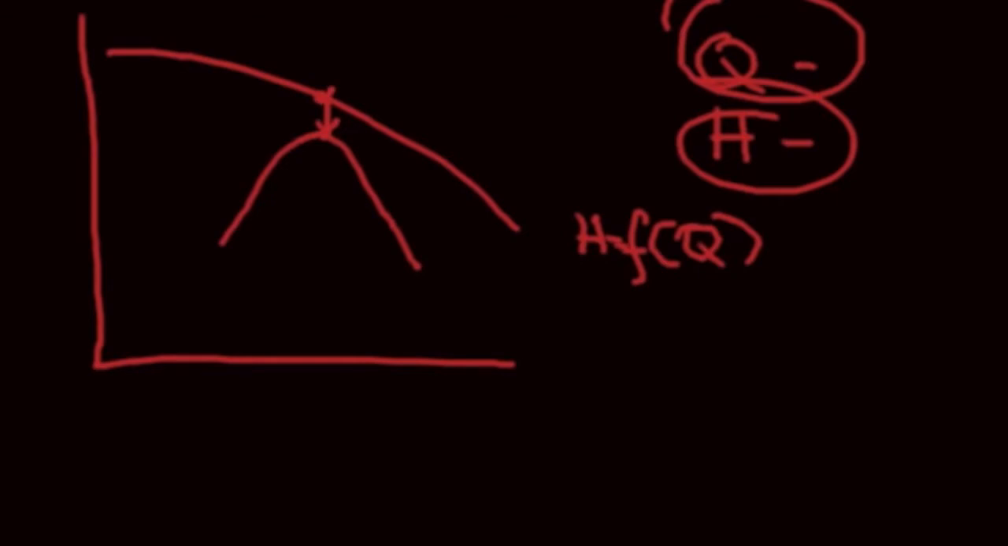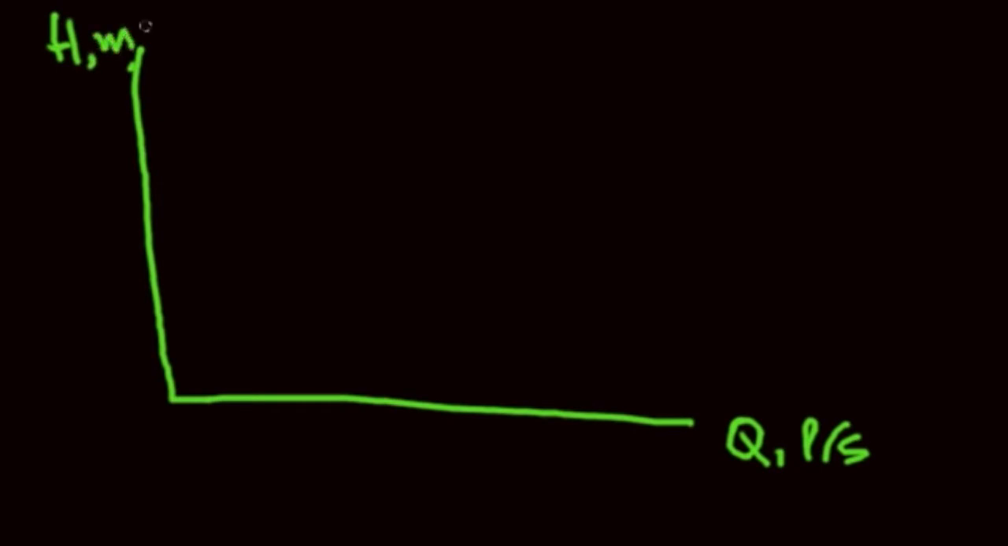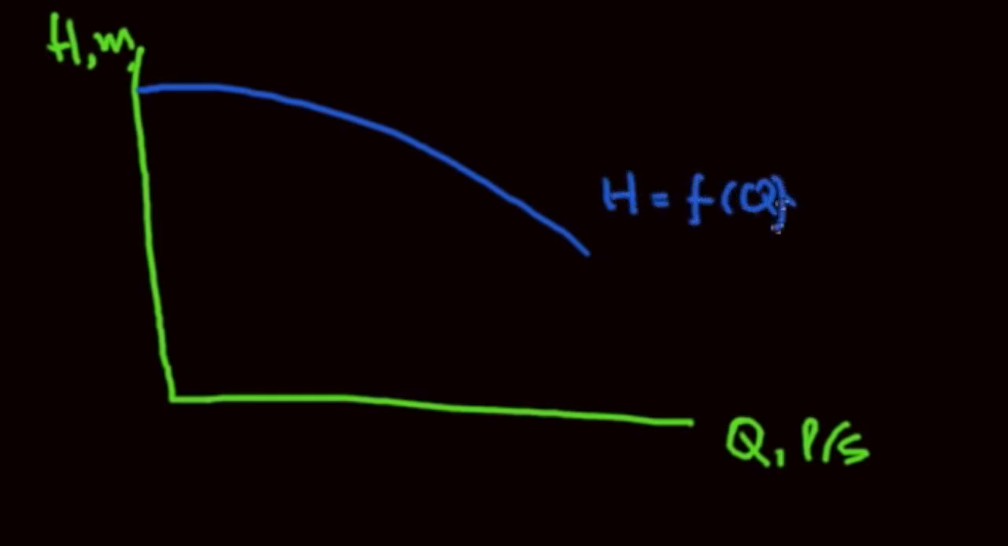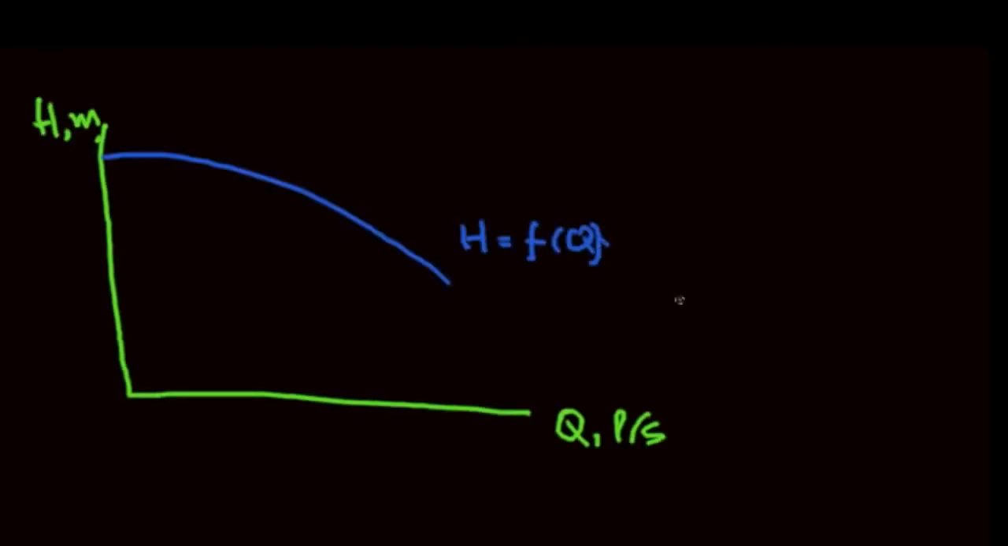Now let's see. Here is the flow or capacity of the pump, and here is the head. This one is the pump characteristic curve, head versus capacity. We have a pumping system: suction line, the pump. Here is the head-flow characteristic curve of the pump. The pump is pumping the water to a tank.